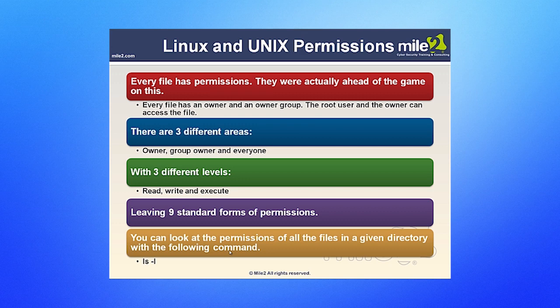Now, permissions are quite different. Every file does have permissions, and every file has an owner and an owner group. And the root user and the owner can access the file. There's 3 different areas. You'll see owner, group owner, then everyone. With permissions, they're much more simplistic. Read, write, and execute. With these permissions, there's different forms in the way you can actually do the permissions. You can actually do a listing, just like we would in Windows with the dir command, directory. We could actually do ls, and that's kind of like dir in the Windows world.